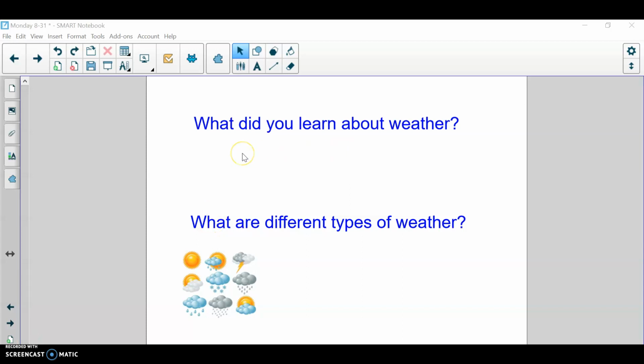When you're done listening to the book, in CTLS Learn, you are going to tell me what you learned about weather and what the different types of weather are. You can use your whiteboard, your marker, journal, paper, pencil, crayon, markers. Use whatever you have to tell me all the different types of weather and what you learned about different types of weather. Great job in science today.